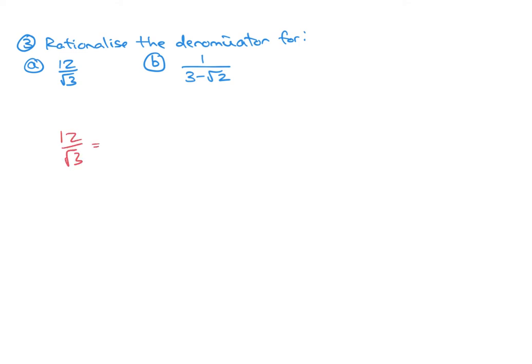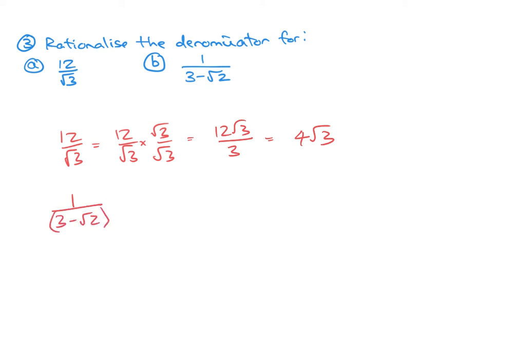So if you have something like this, you simply multiply the fraction by the root top and bottom. If I multiply by root 3 over root 3, that is equivalent to 1, so I'm just working out an equivalent fraction. That gives me 12 root 3 on the top. Root 3 times root 3 is just 3. And then 12 divided by 3 will simplify to 4. So I have an answer of 4 root 3. That's the easy one. For B, we have this situation here, 3 minus root 2.